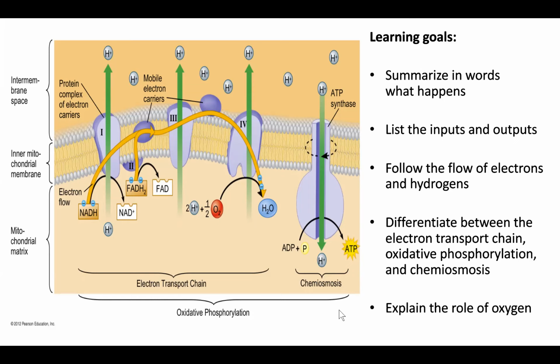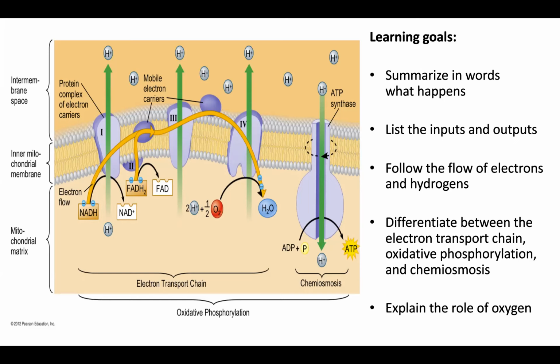All right, let's summarize in words what happens. Electrons from the first steps of cellular respiration are taken to the electron transport chain, which is a series of proteins embedded in the inner membrane. It's a physical thing. The electrons fall through the electron transport chain, and as they do, they pump hydrogen ions into the inner membrane space.